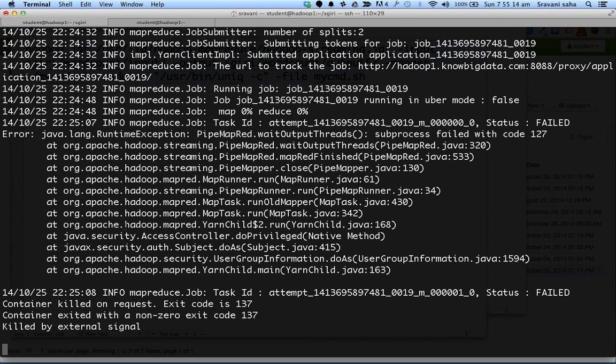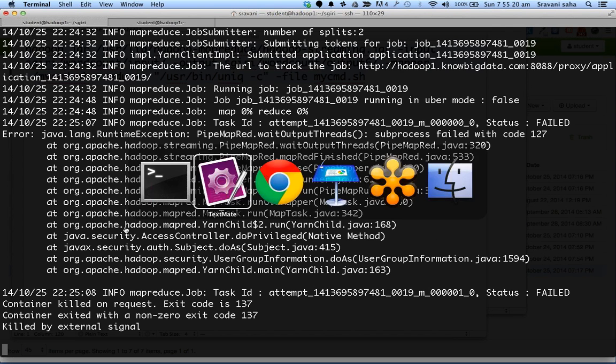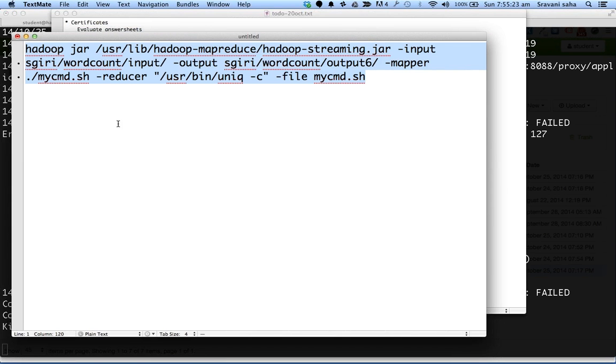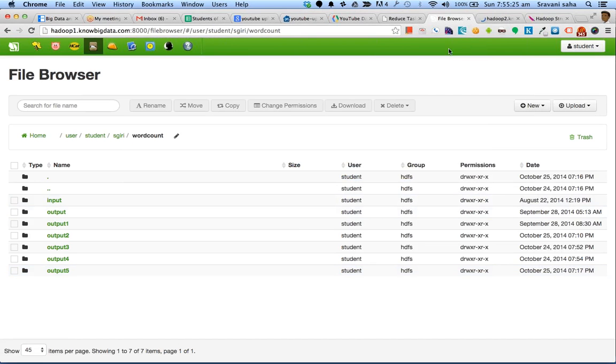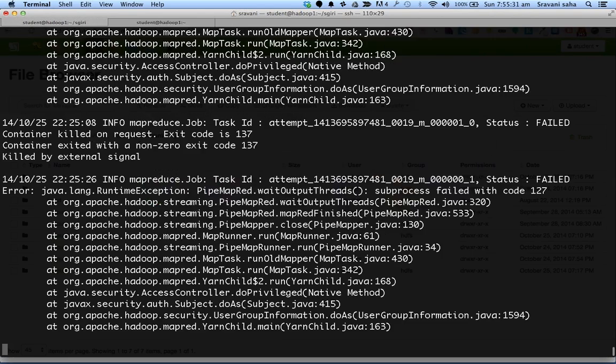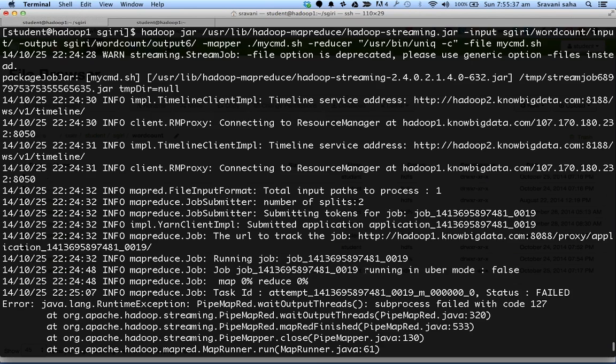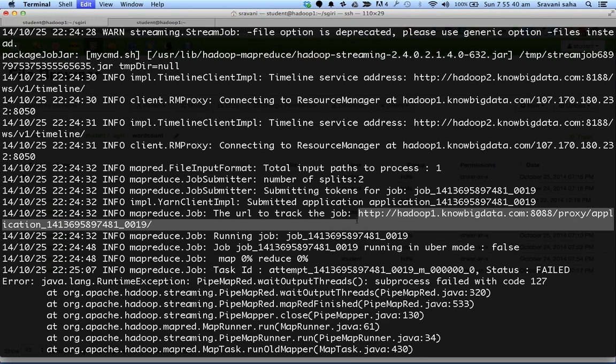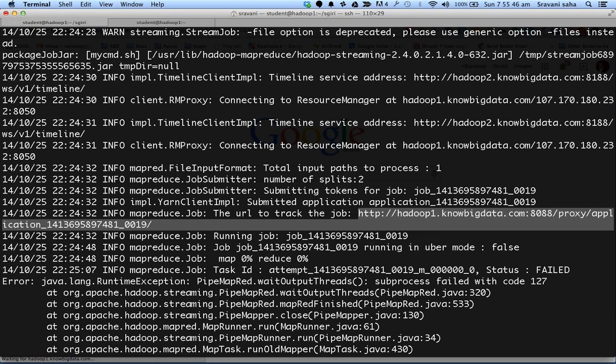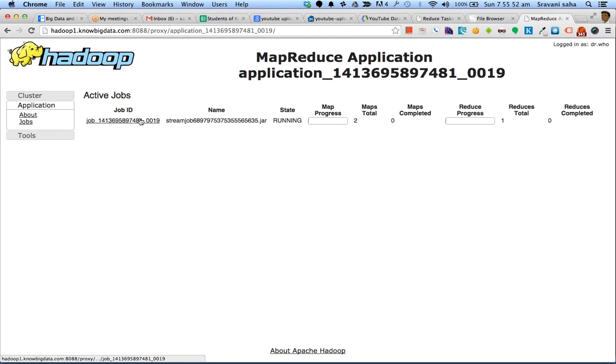Because the streaming job was not accepting my job as a piped one, I have put it into a separate file altogether, and then let's see what errors we get over here. It must have given us one connecting this. Here is the URL to track. Here I'm trying to show you how you debug your Hadoop job. Whatever job URL it's giving, the URL to track the job, open that URL and go into it. You'll get what is going on inside it.